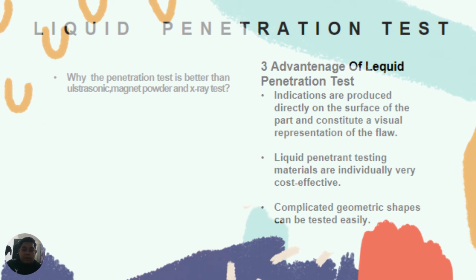The liquid penetrant test involves application of a liquid to the concrete surface where cracks are appearing. Then excess liquid from the crack is removed. After that, the developer is applied to pull out the trapped penetration liquid from the crack. Finally, the cracks in question are detected by the visual inspection process. Next, the three advantages of the liquid penetration test. Number one, indications are produced directly on the surface of the part, with continuous visual inspection of the flaw. Number two, penetration testing materials are very cost effective. Lastly, number three, complicated geometry shapes can be tested easily.